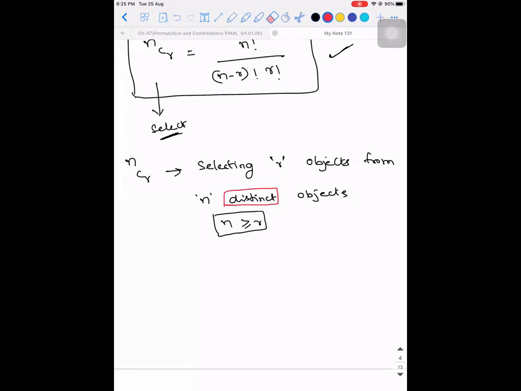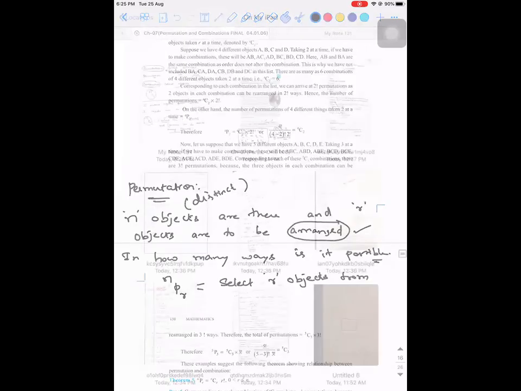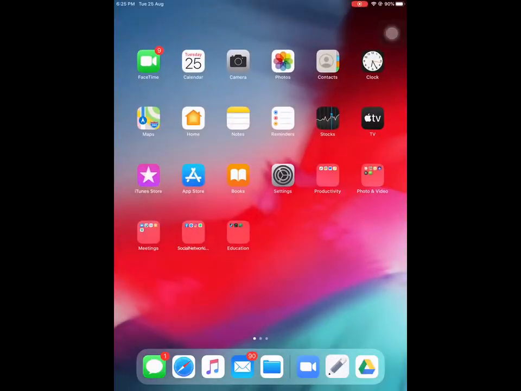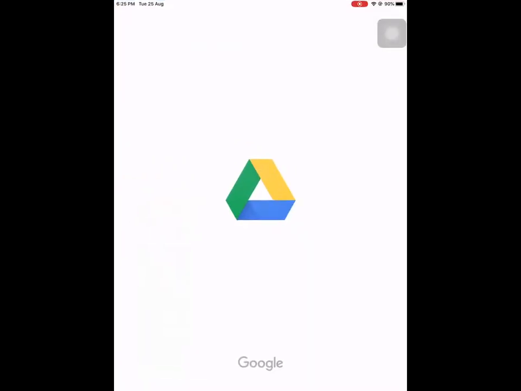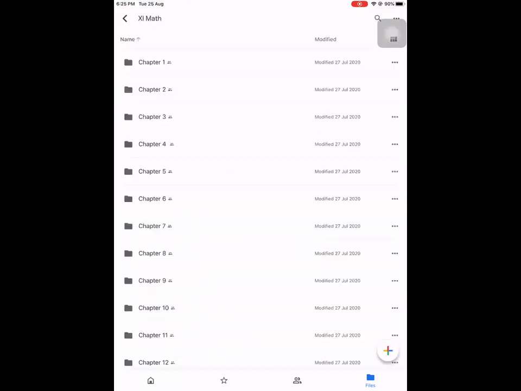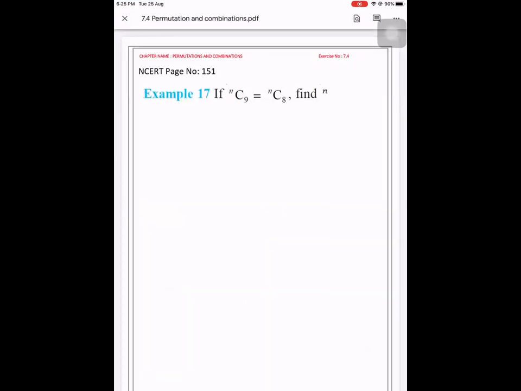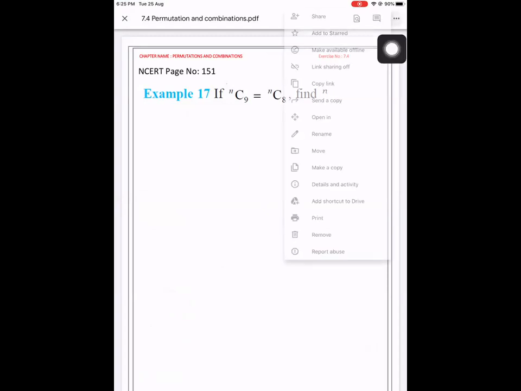Can you give an example to differentiate between where to use permutation and where to use combination? You will understand once I solve the problems. Okay sir. Shall we start? Once I start solving, you will understand. Don't worry about it. So let's do a few problems.